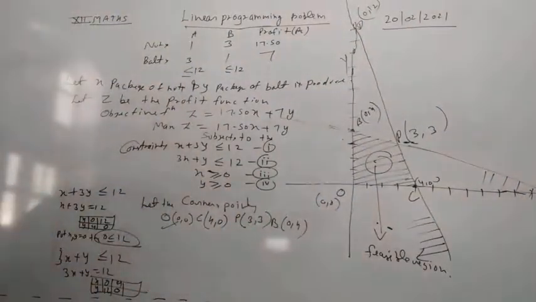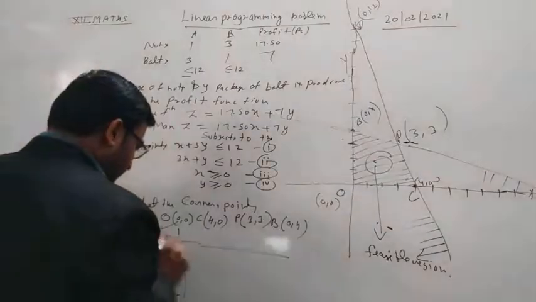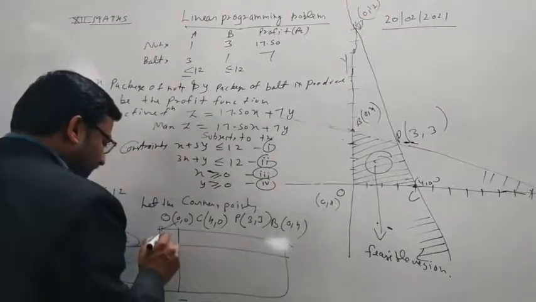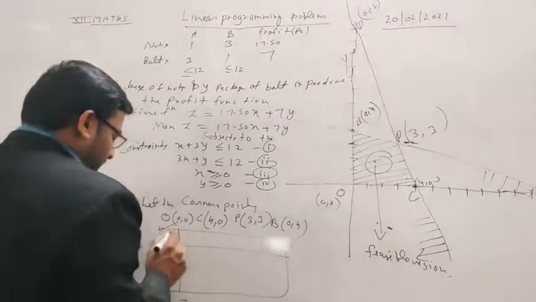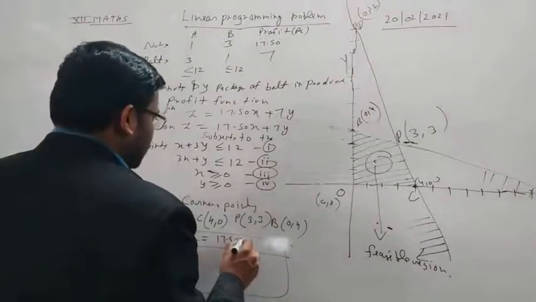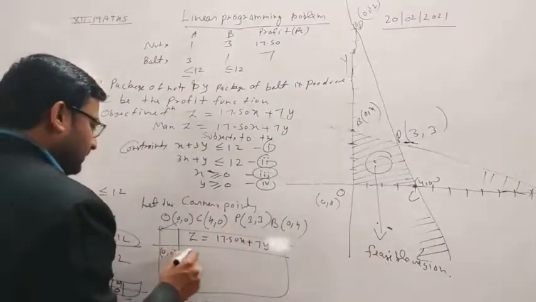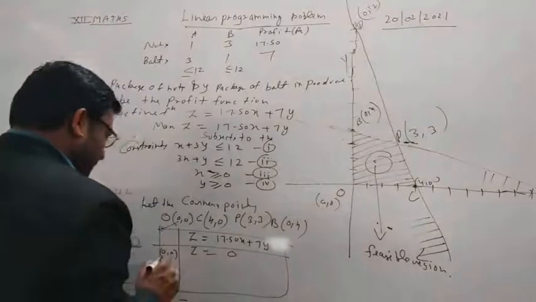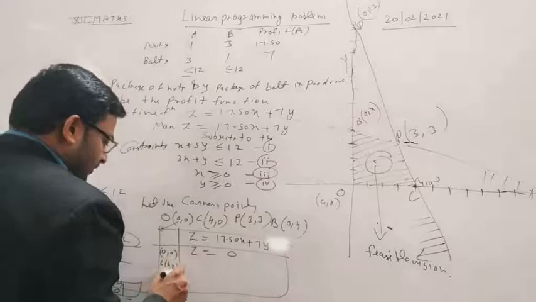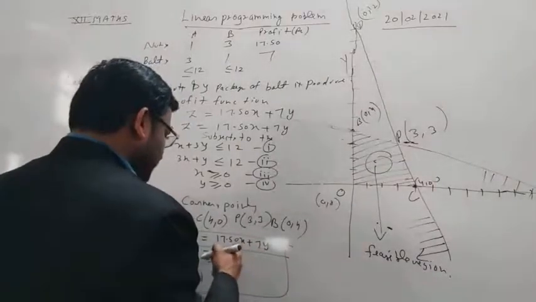So these are our corner points, and students, we find the value of the profit function at the corner points. Okay. So Z is 17.50x plus 7y. At the corner point 0, 0, our Z is 0, and at the point C, which is 4, 0, our Z is 70.